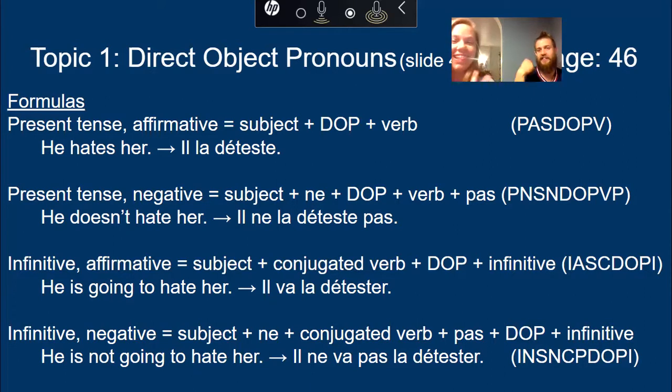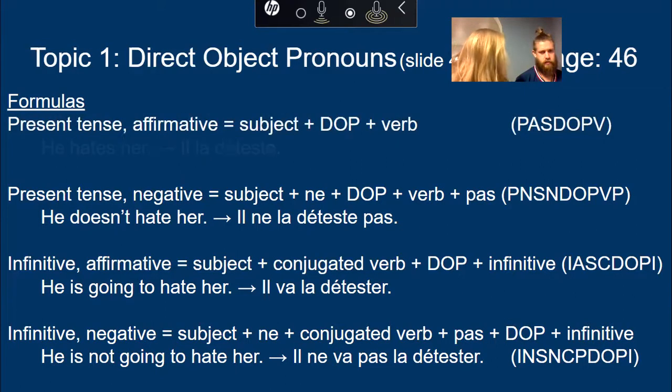So he is going to hate this. Il va le détester. Like the computer, not you. If I were saying he's going to hate you, that would be il va vous détester. This is the plural. This is multiple. Yes. So let's do a little bit of practice.